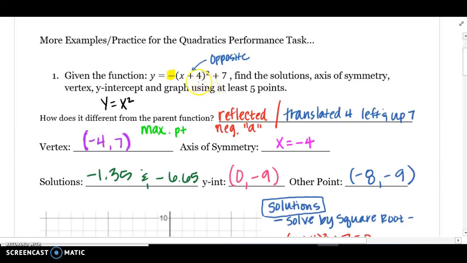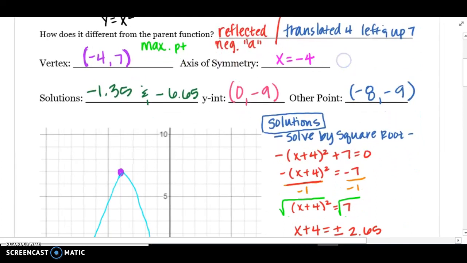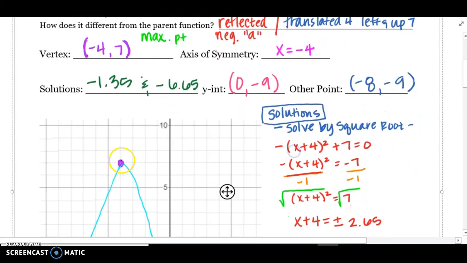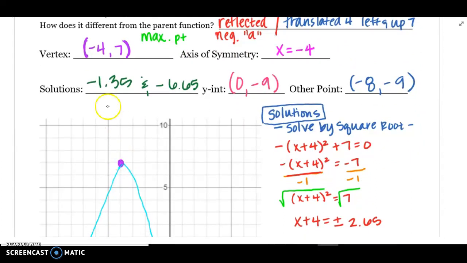Also gives us the vertex. Remember, inside it's the opposite of that value, so the vertex is -4, and then the other value is going to be 7, so -4, 7. From there, you can get the axis of symmetry. The axis of symmetry is x equals -4. It's just the x value of the vertex. If I were to graph the vertex, I graph it at -4, 7, which is this purple point right here. And then keep in mind the axis of symmetry goes right down the middle of that parabola.